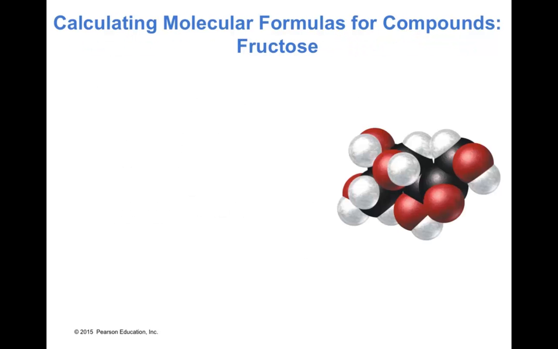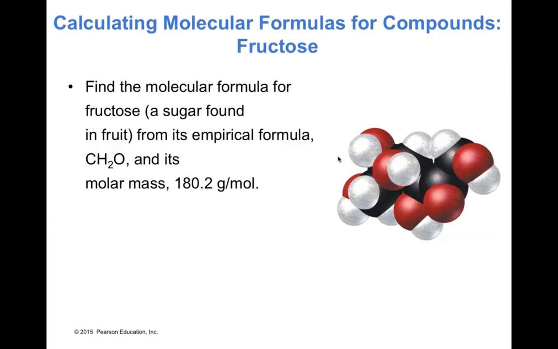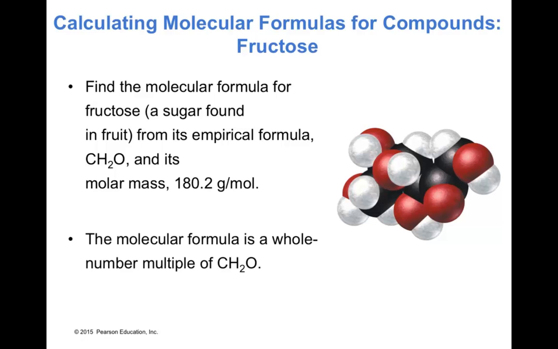For calculating the molecular formula for a compound, we're going to do the example of fructose. Find the molecular formula for fructose with the empirical formula CH2O and a molar mass of 180.2 grams per mole. The molecular formula is a whole number multiple of CH2O, which is the empirical formula. We need to calculate the n value, so we can multiply that n value by each of the subscripts of this empirical formula to create the molecular formula for fructose.